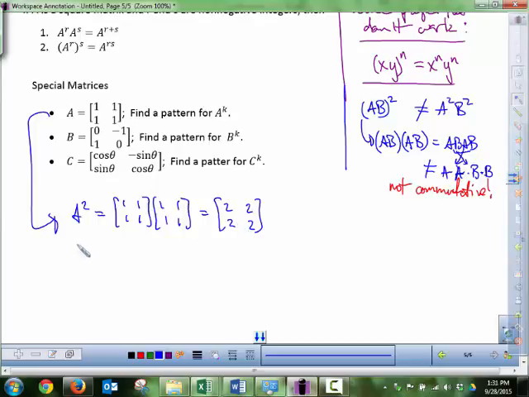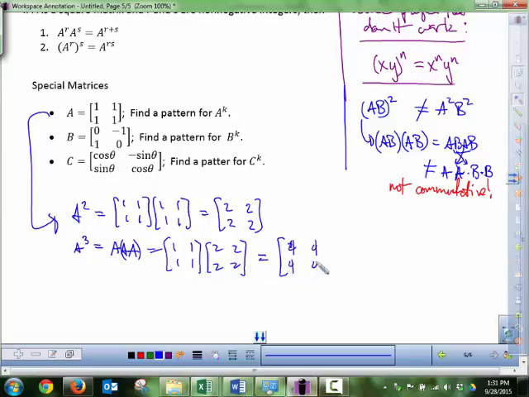Let's see. A cubed is, now we have to be careful about matrix multiplication, right? It's A times A times A. And then we can group either of these. So why don't we just group the second one, that's A squared, which we got from before. So A is 1, 1, 1, 1, and A squared is 2, 2, 2, 2. So this is 2, oh, it's 4. It's not 3. 4, 4, 4, 4.